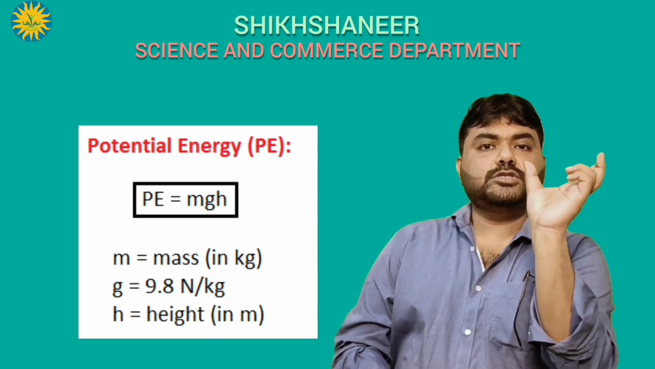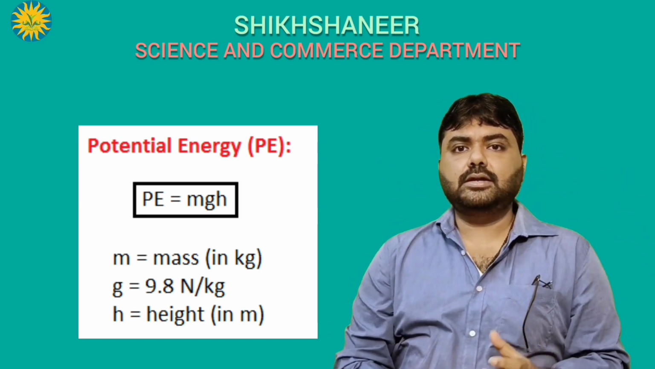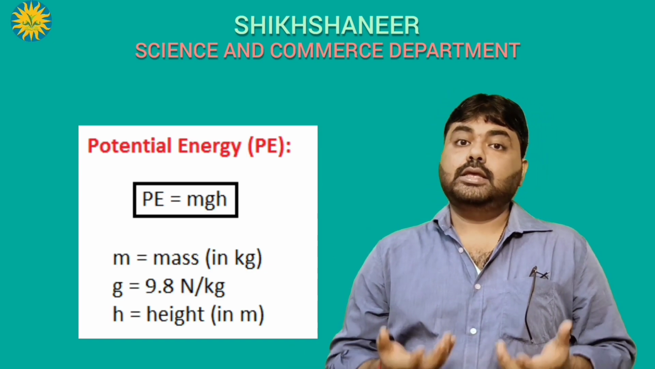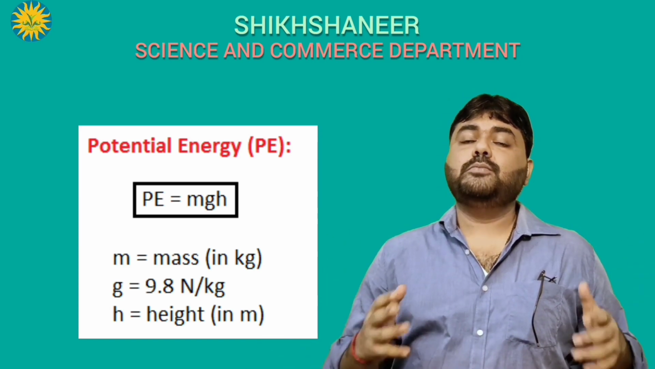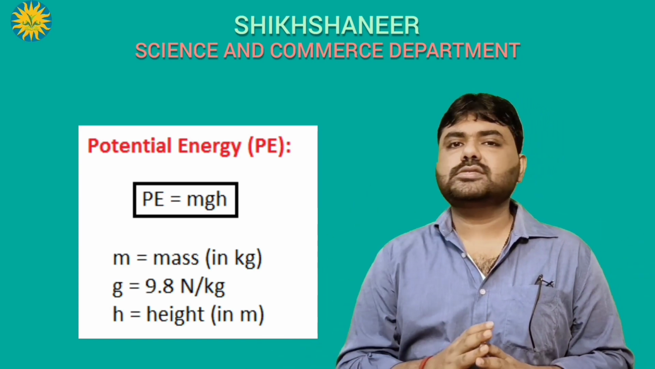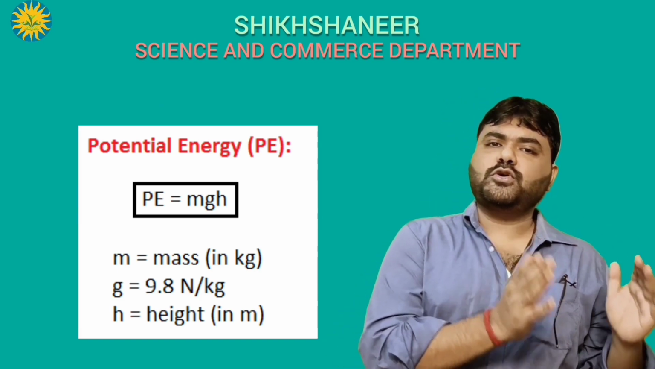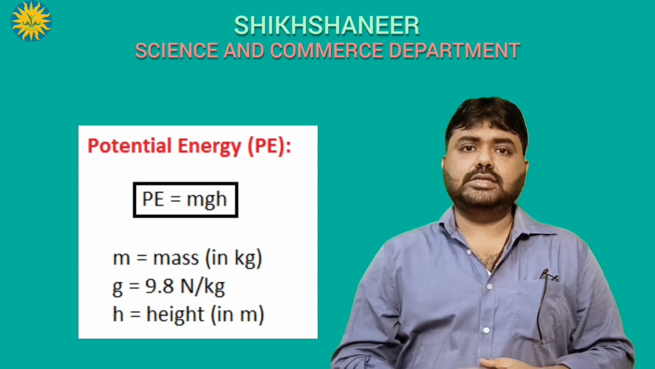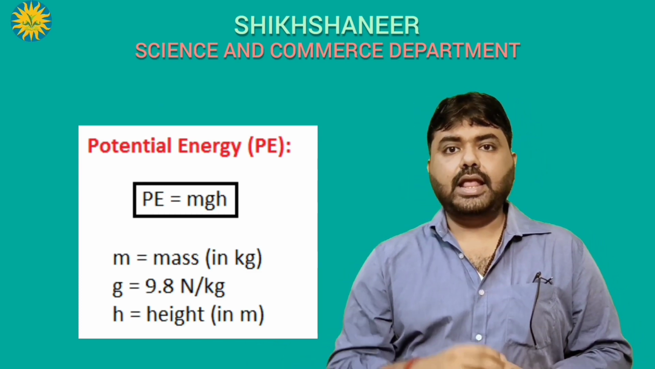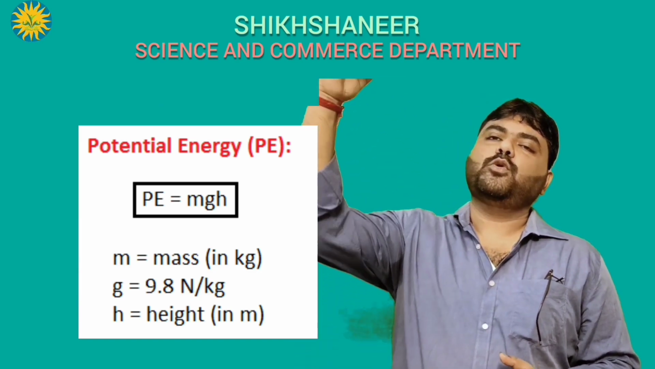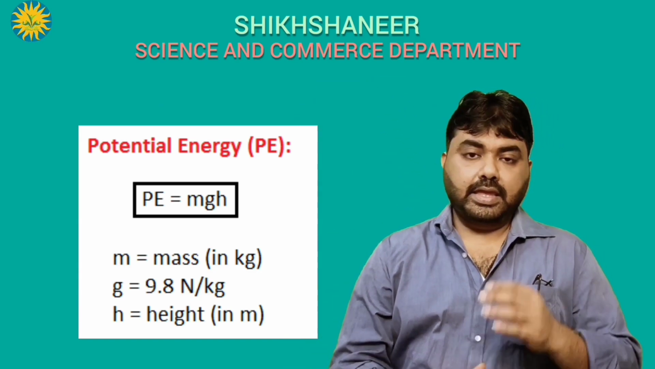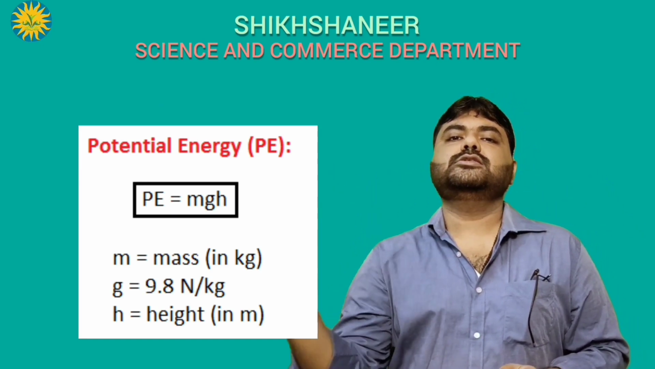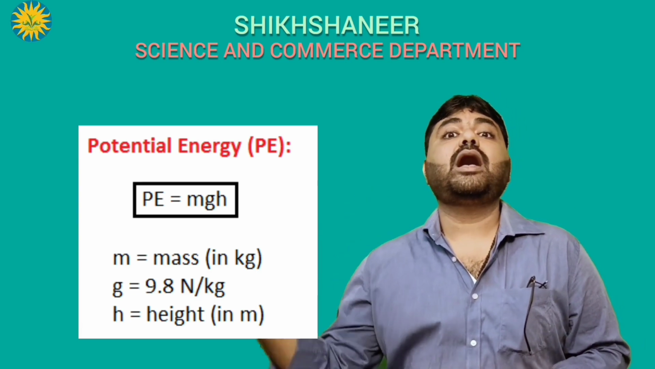Work done means force into displacement. Here the force is the weight of the body. Weight is also a type of force, we know that. What is weight? Weight is the force by which every object is attracted towards the center of the earth. Now, in case of gravitational potential energy, the force is the weight and the displacement is the height at which the body is placed. Therefore, we can say that the potential energy is equal to weight into displacement, that is, weight into height.